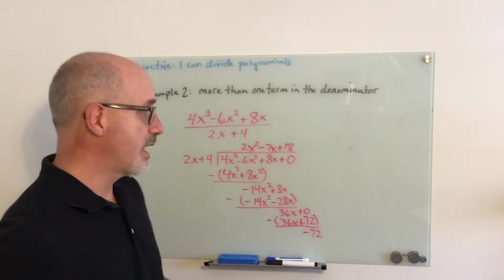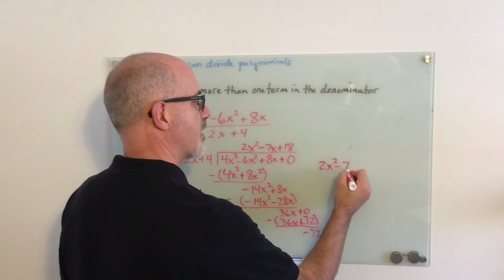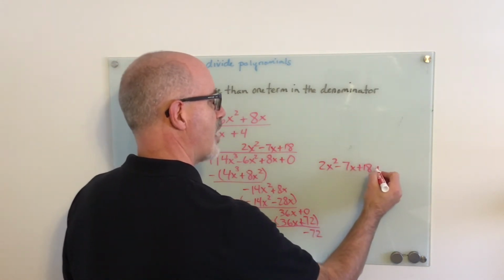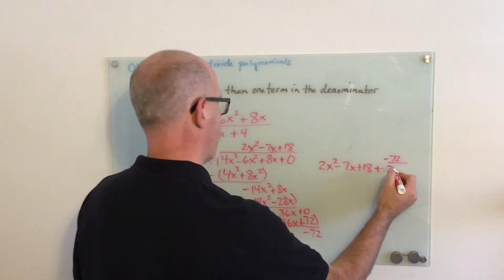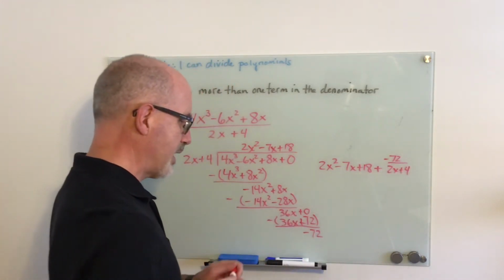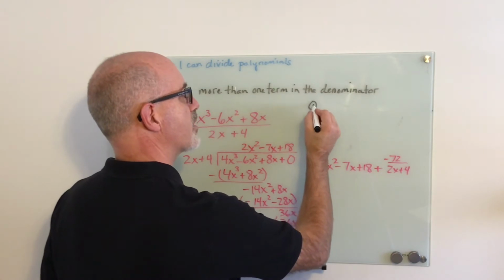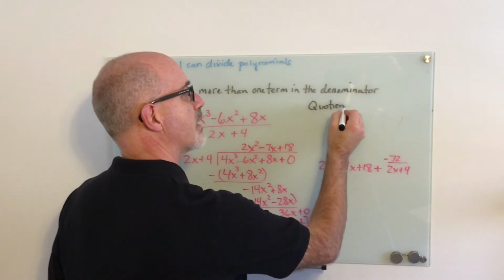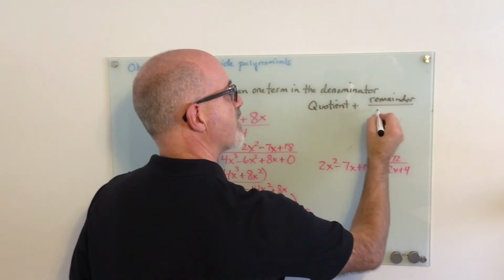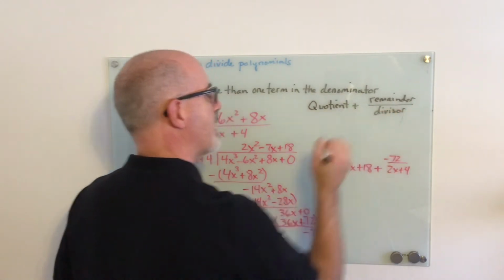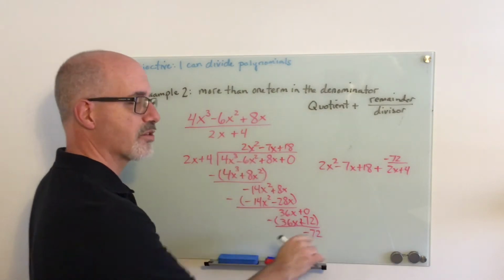How I write my answer then is this quotient, which is what's above here. The quotient, 2x squared minus 7x plus 18, plus the remainder, negative 72, over the divisor, 2x plus 4. That's going to be a very common way we write answers when we have binomials or more. Just a reminder, and I'll write it up here, the answer will be written as the quotient plus the remainder over the divisor. So in my problem, this is the quotient above the bar. This is my divisor out here that I'm dividing into that dividend, and there's my remainder.